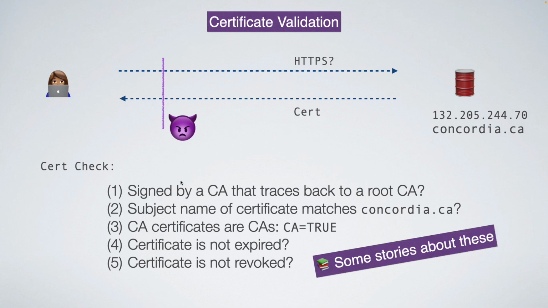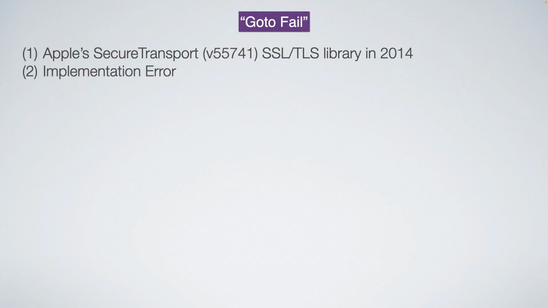So what I'm going to do is tell you some stories about each of these 5 things, because there have been problems more or less with all of them. The first thing I'll tell you about is an implementation flaw. It's long gone now. It was back in 2014, but it was an interesting thing that happened.